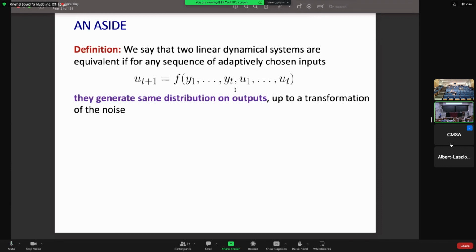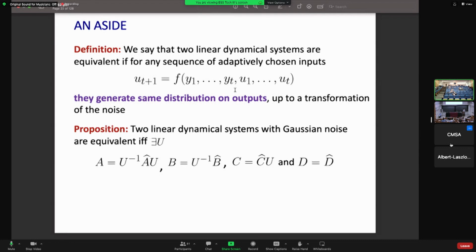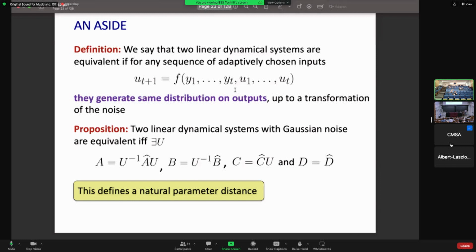Now, the thing which I'm just going to assert, which will get us closer to formalizing the question which I'm really after, is the following, which is true: two linear dynamical systems turn out to be equivalent in this sense that I wrote down here if you can relate their parameters by an appropriate change of basis. So if there's an invertible transformation U that relates A and A hat in this way, relates B and B hat in this way, and so on. So what I claim is that this now defines a very natural notion of a parameter distance for our purposes.